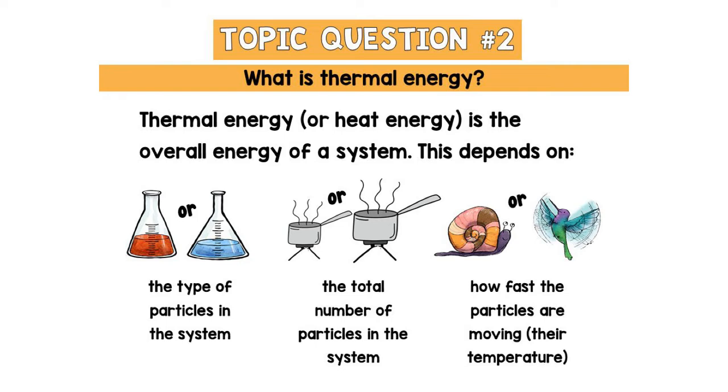So basically, even if two substances are at the same temperature, one might require more energy for it to heat up than another. The total number of particles in a system changes the amount of heat that the system has, because more particles means more energy overall.